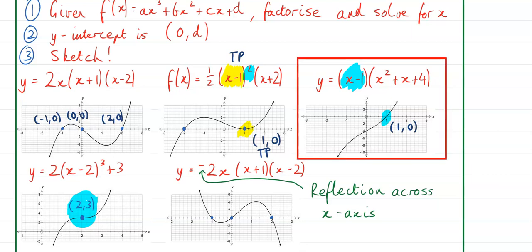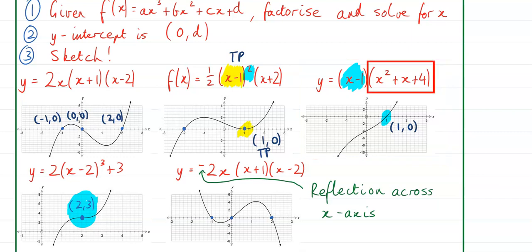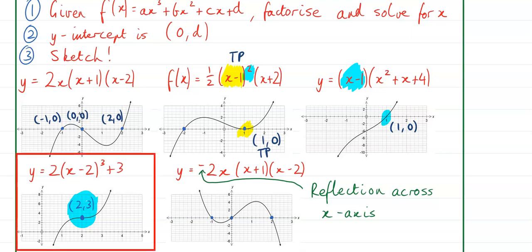Our third example here, we have an x-intercept at 1. The reason we don't have other x-intercepts is that x squared plus x plus 4 cannot be factorized. Its discriminant would be less than 0, therefore there's no further solutions we can find from that. We then have our point of inflection form, so 2, 3. We did that a little bit in the last lesson, so check that out if you're unsure.